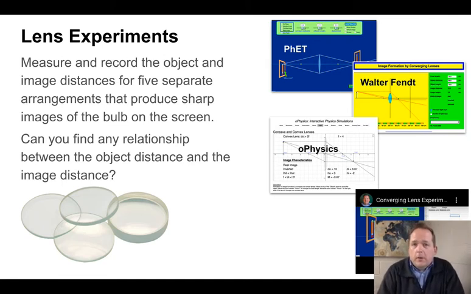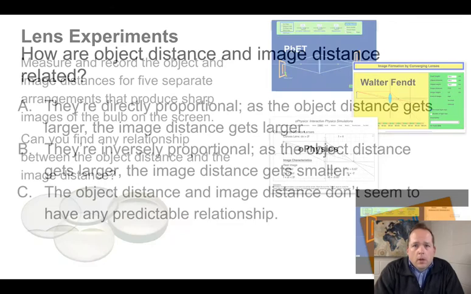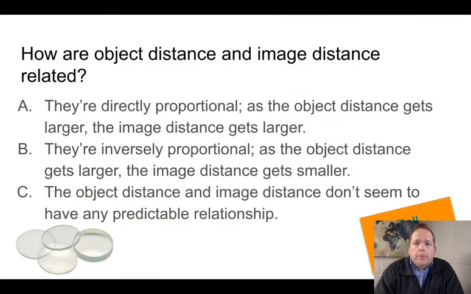If you do not have the ability to do so, or you just want to watch me do it, that's what the YouTube video there is for. I've done this using the PhET lens simulator and collected a data set. So the second and only other Poll Everywhere survey question for this particular lecture is asking you, how are the object distance and the image distance related? Are they directly proportional, so when the object distance gets bigger, the image distance gets bigger? Are they inversely proportional, so as the object distance gets bigger, the image distance gets smaller? Or do they not seem to have any sort of predictable relationship?